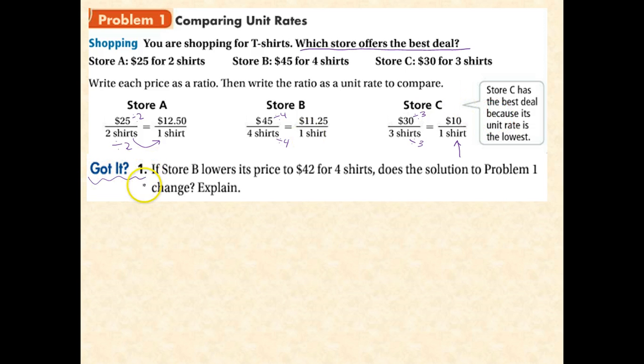So, got it? If store B lowers its price to $42 for 4 shirts, does the solution to problem 1 change? Well, let's make a ratio: $42 to 4 shirts. And then let's make it a unit ratio. Divide the bottom by 4 to get 1 shirt. Divide the top by 4 to get $10.50. Still not as good a deal as C. So the solution to problem 1 does not change.